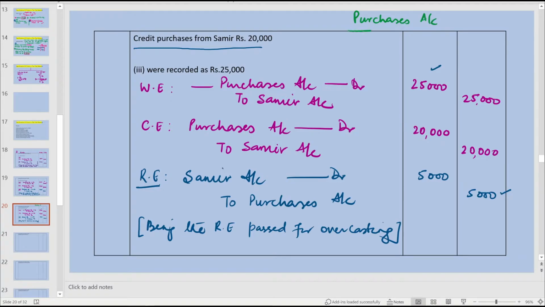Okay, so now my purchases is showing 25,000 debit. I'll just take this much of space only. If this is showing 25,000 of debit, which should actually be 20,000, so I'm going to credit it with 5,000. So you see 25,000 minus 5,000, 20,000 will be the amount shown in the purchases account. That's how it's taken care of. So this is debit and this is credit of the T account. Let's go to the next one.